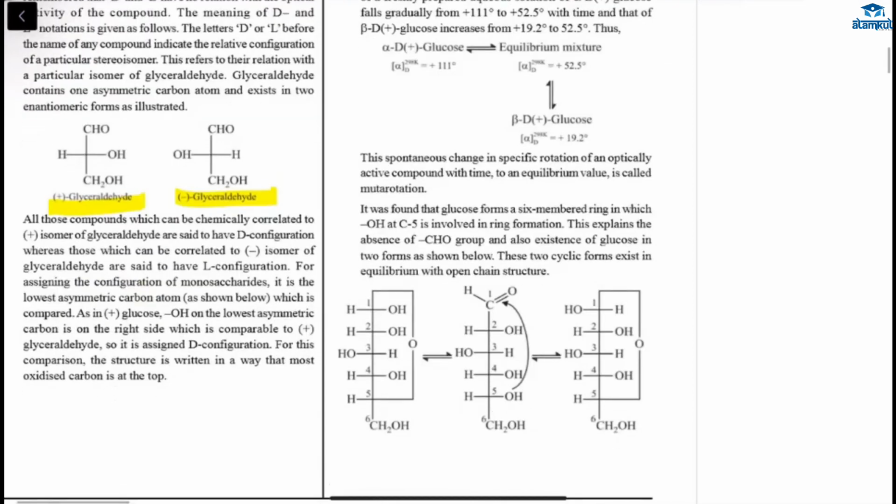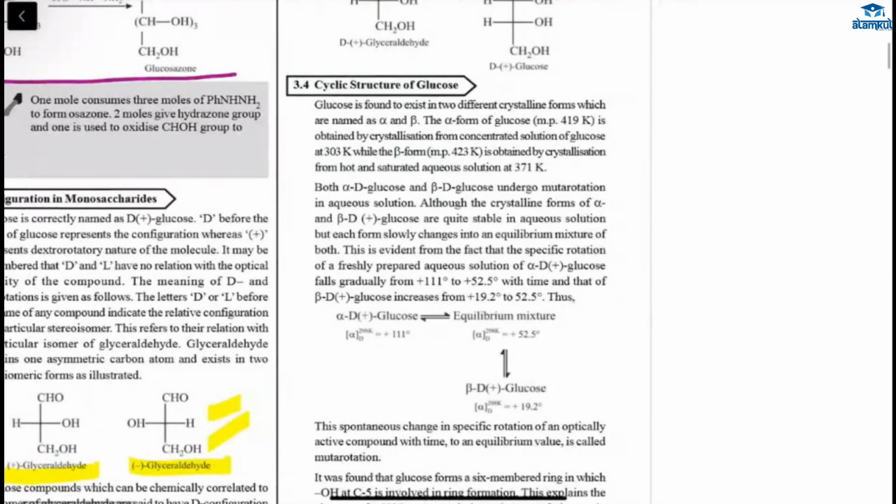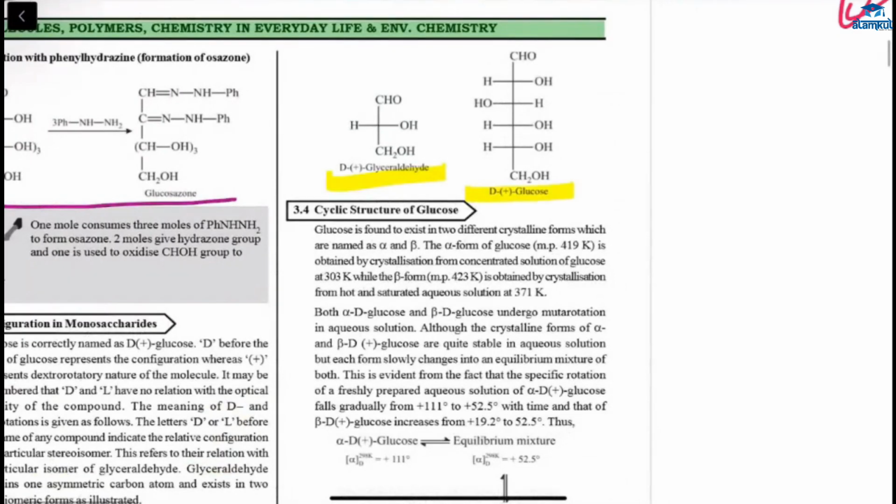Okay, so this is a particular structure we have seen. Now the cyclic structure of glucose. Here also see D-glucose and D-glyceraldehyde. By giving the glyceraldehyde example, they have basically helped us to understand the D-glucose structure.